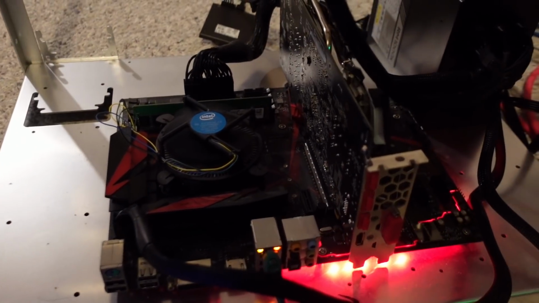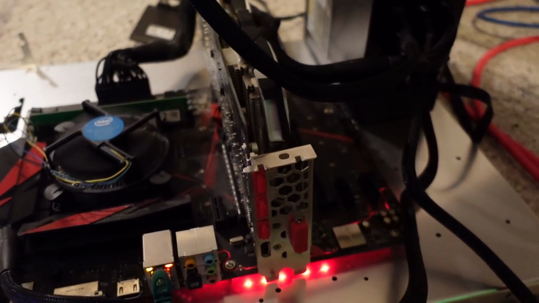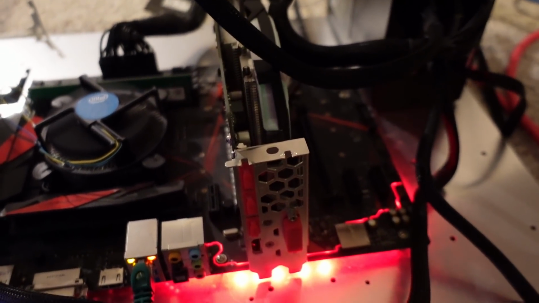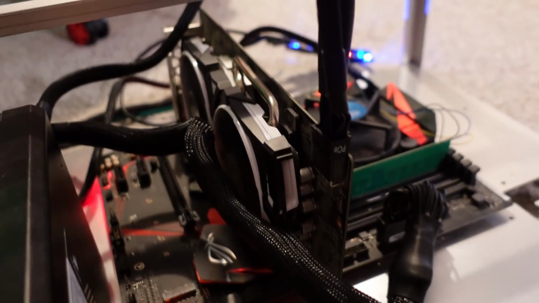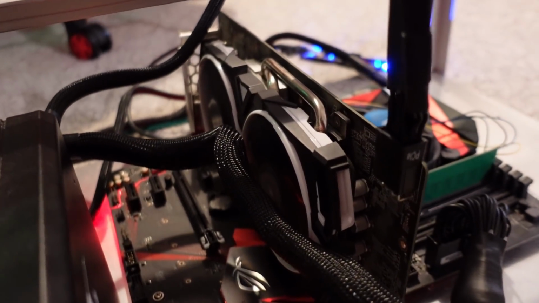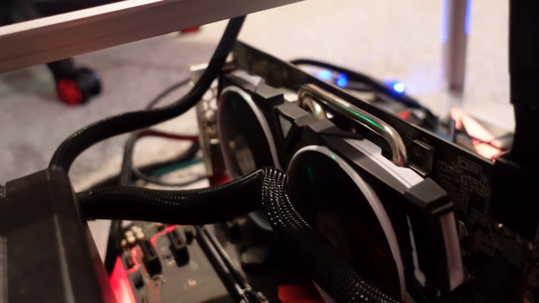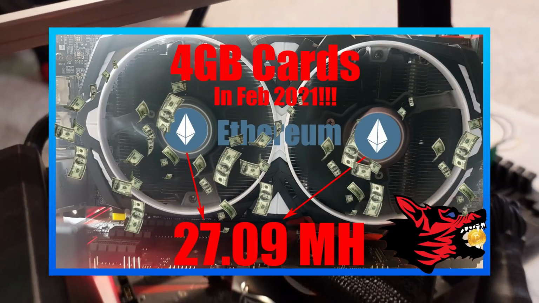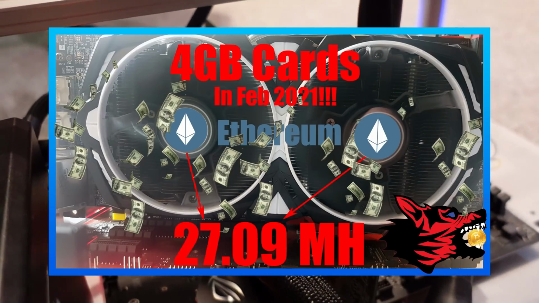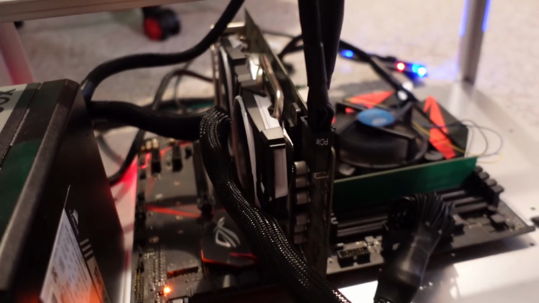So here is my test bench, and the first thing I did, I went straight to the money. And yeah, you heard me, the money. Show me the money. So if you did catch my video, it was about 2 months after the 4GB DAG file did hit that I was still pulling about 27 mega hash on this same RX 580 4GB GPU.